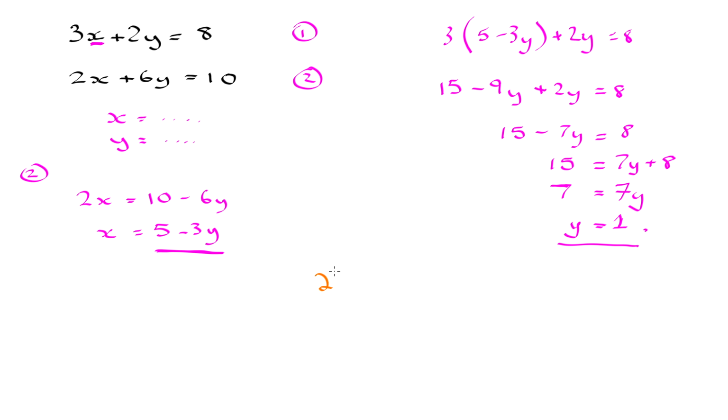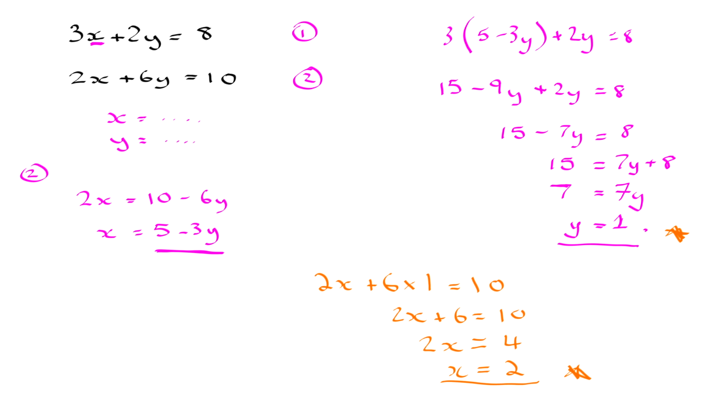So 2x plus 6 times y, and we know y is 1, equals 10. And then simplifying that, we get 2x plus 6 equals 10. Minus 6 from both sides is 2x equals 4. Therefore, x equals 2. And with this and this, we've solved our equation.